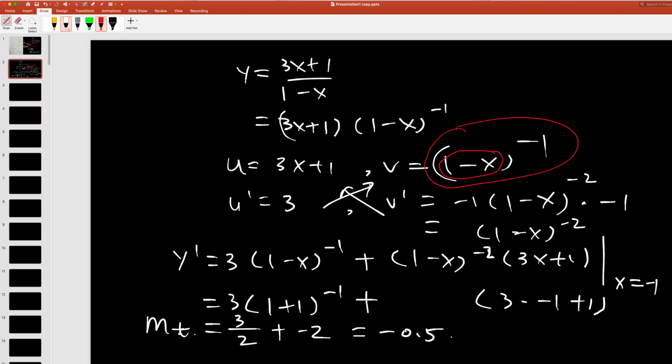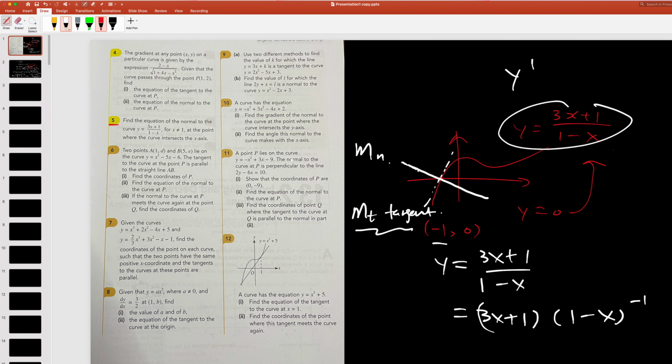Okay, so with MT this, that means your MT times your MN equals -1, right? So your MN is -1 divided by that, which is 2. MN equals 2. Okay, good enough. What's this point? This point, right? So you sub that in.